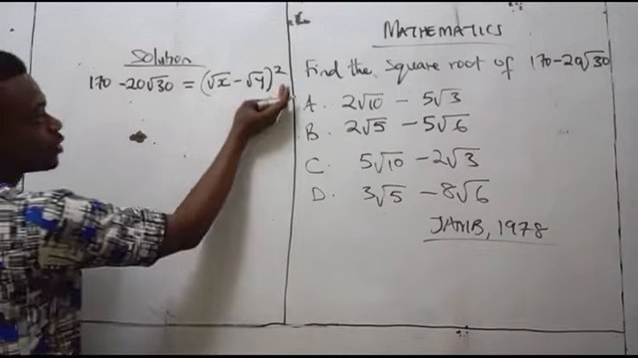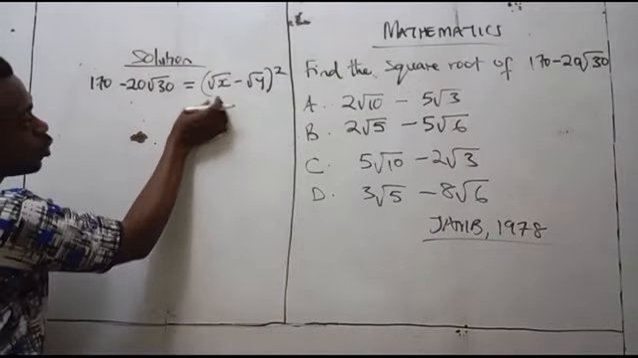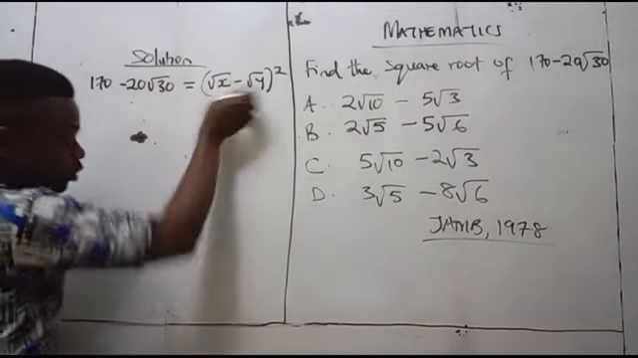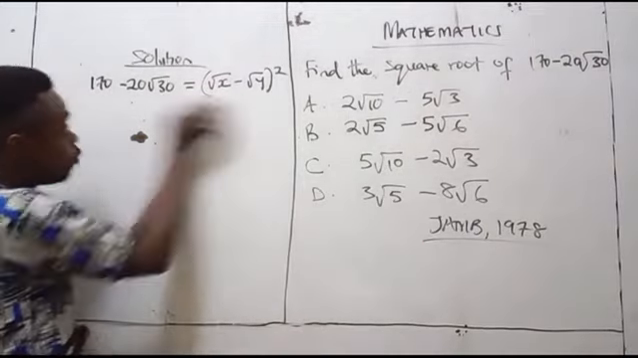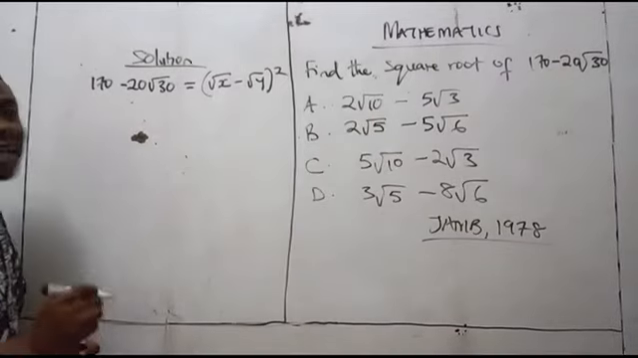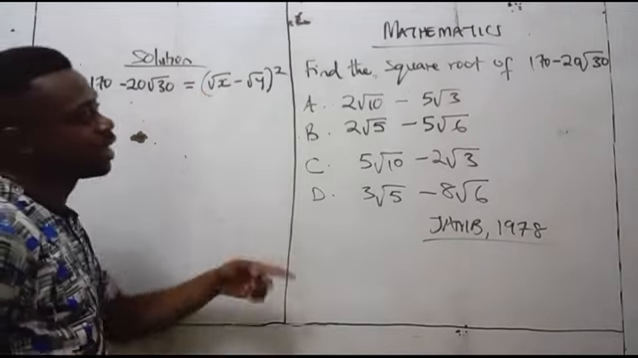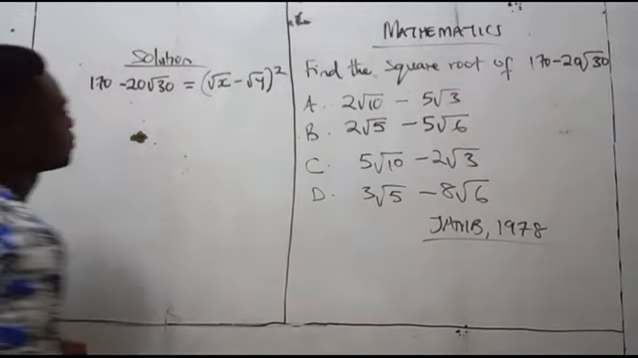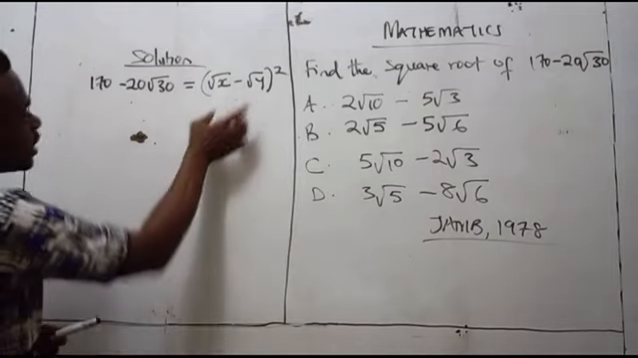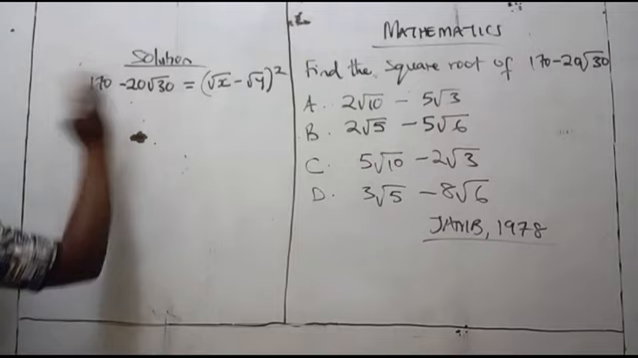If we move this to this side, the square root of this is now equal to root x minus root y. So our target is to find this x and y. And if we're able to find x and y, we will be able to get the answer. So let's go. Let's expand this.